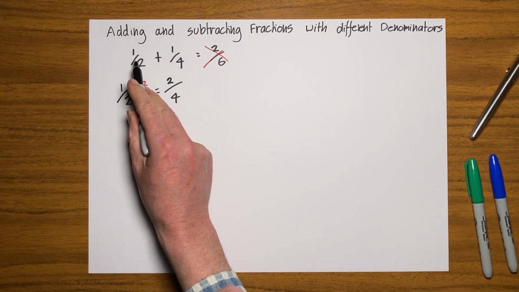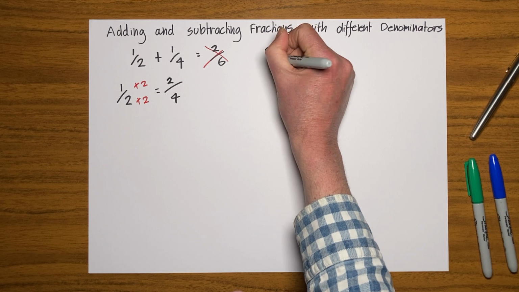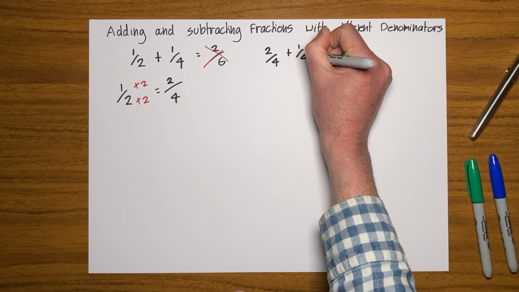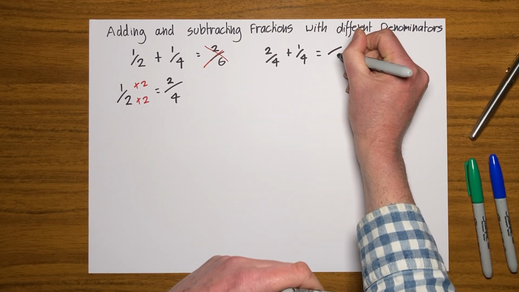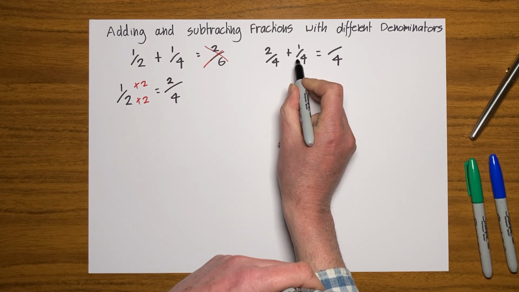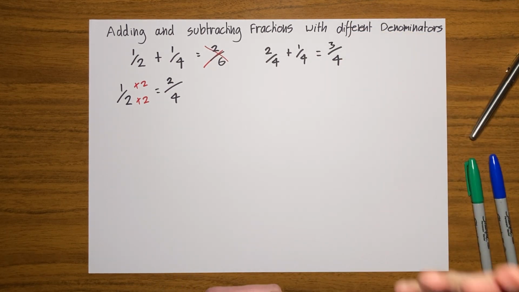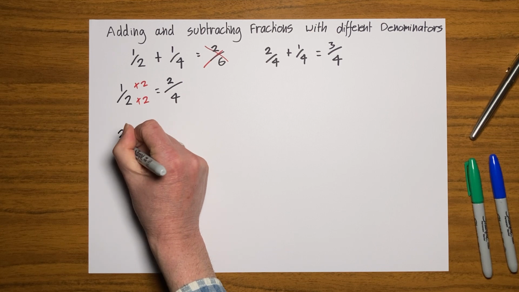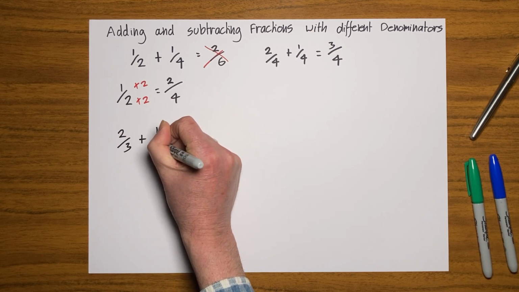So now I can substitute that half, and instead of writing a half, I can write 2 quarters add 1 quarter, which we can now do, can't we, without any problem at all. Stays as quarters. 2 quarters add 1 quarter is 3 quarters. Let's do a few more examples. So let's go for 2/3 add 1/9.